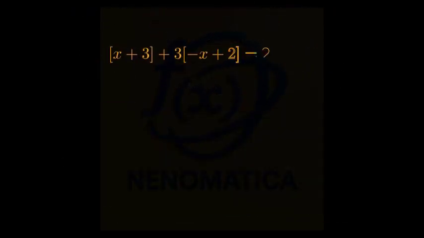Our plan is to use the property that floor of x plus an integer k equals floor of x plus k, then simplify and split into 2 cases, when x is an integer and when x is not an integer. Step 1. Use the integer shift rule. Floor of x plus k equals floor of x plus k for integer k.